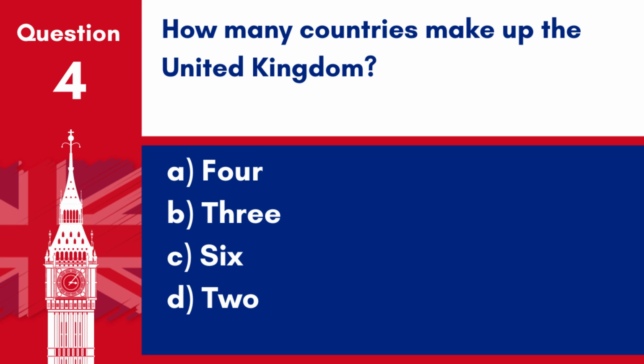Question 4. How many countries make up the United Kingdom? A. 4. B. 3. C. 6. D. 2. Answer: A. 4. The United Kingdom is composed of 4 countries: England, Scotland, Wales, and Northern Ireland.